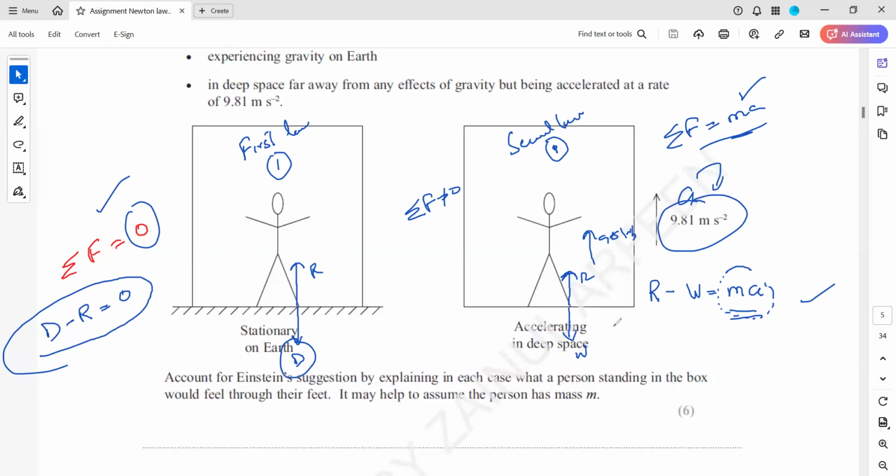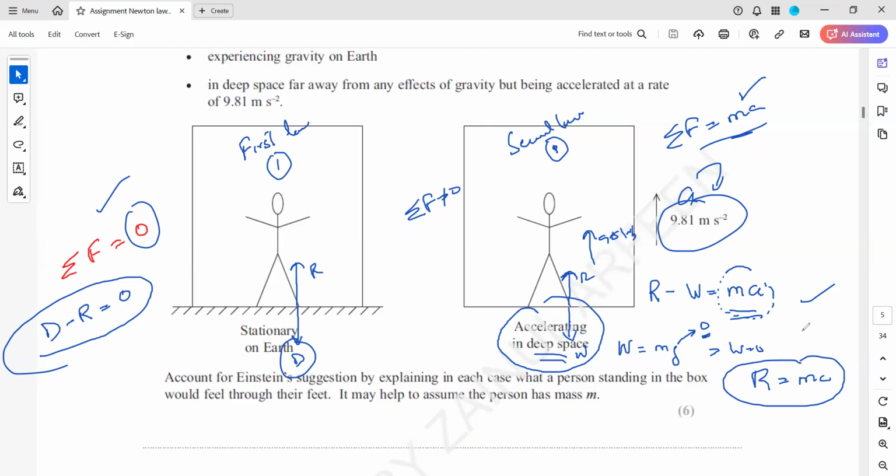And in this case, for this object that is accelerating in deep space, whenever we use the term deep space, it means the gravitational force is negligible. The value of gravity you can consider as zero, because it's too far from experiencing any gravity. We call that deep space. So if the gravitational force is zero, the weight will be zero. And if the weight is zero, the normal contact force will be equal to ma.